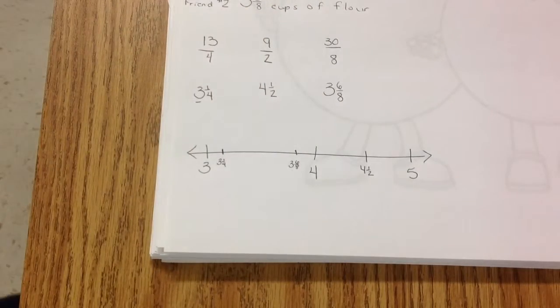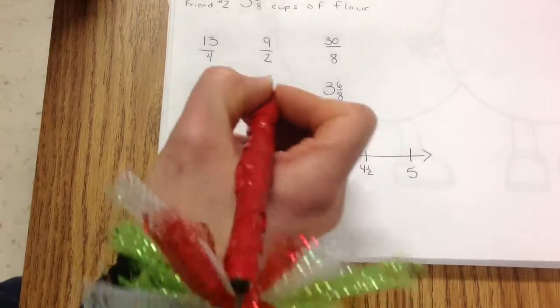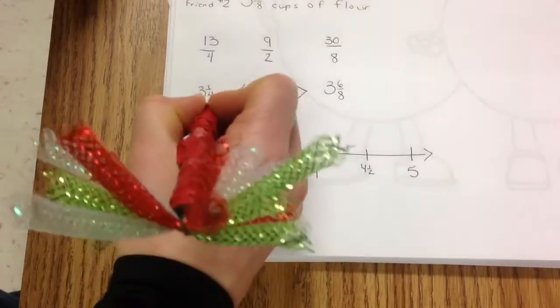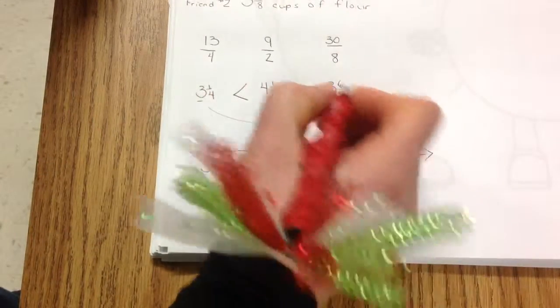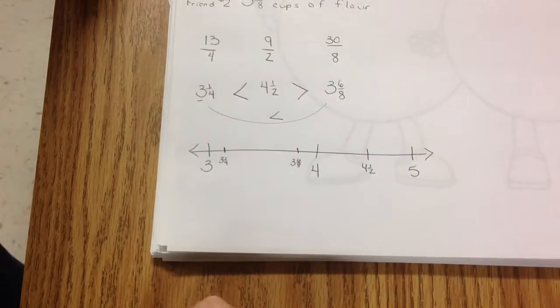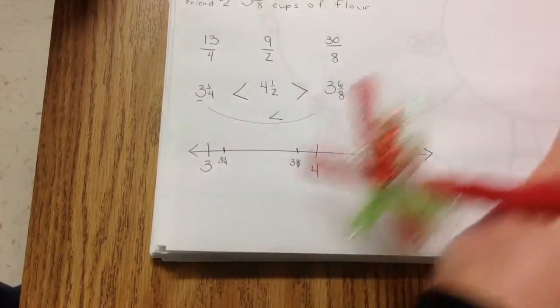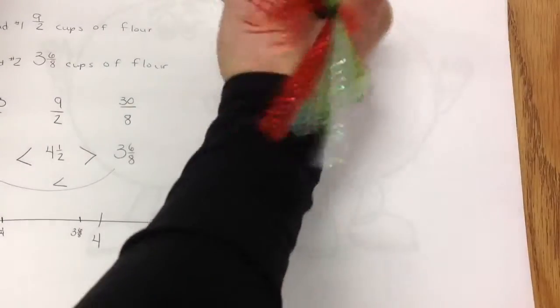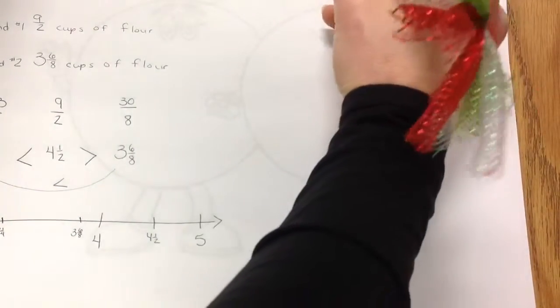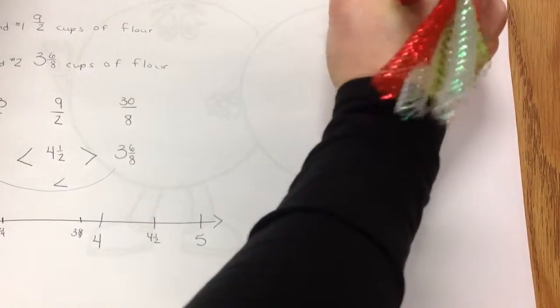So if I were to compare them, I would say that this guy is the biggest guy of all. And if I were to compare these two, obviously this one, 3 6/8, is bigger than 3 1/4. All right, next thing we're going to do, I want you to write down these 2 fractions on your boards.